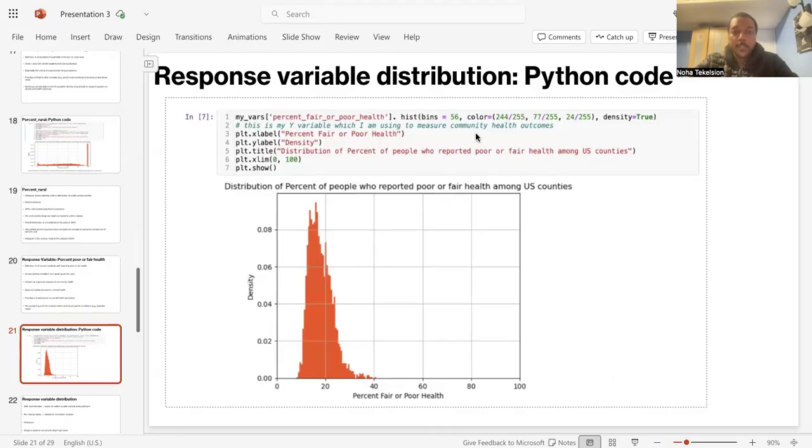And what I can say about the histogram is it appears to be very close to a normal distribution, with a slight right skew. So the proportion of people reporting poor health among U.S. counties is relatively normal and centered around a median of a little less than 20%.